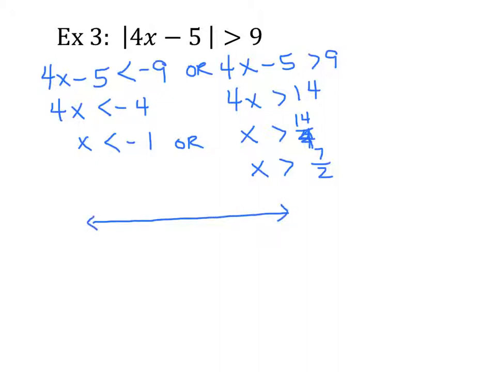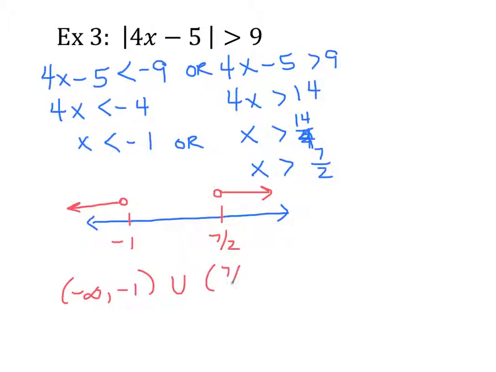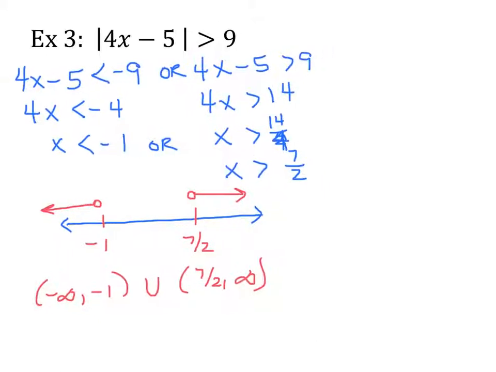Okay, so let's graph this. We have -1, 7/2. Open circles for both because there's no equal signs. Less than, left. Greater than, right. All right, interval notation. -infinity to -1. U, 7/2 to infinity. So if you've noticed that there is a definite pattern to these problems, you are right. You're going to solve them pretty much the same way every time.